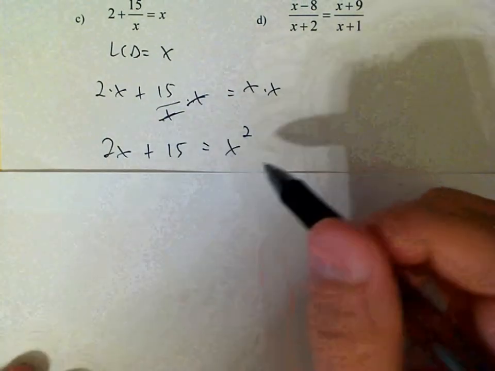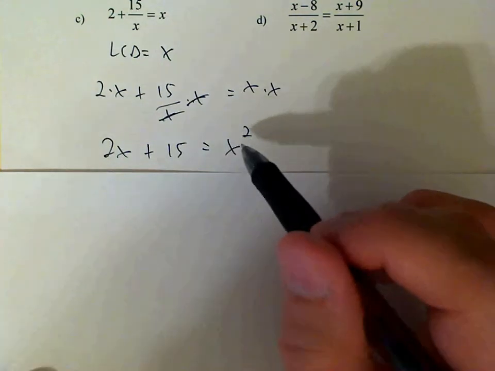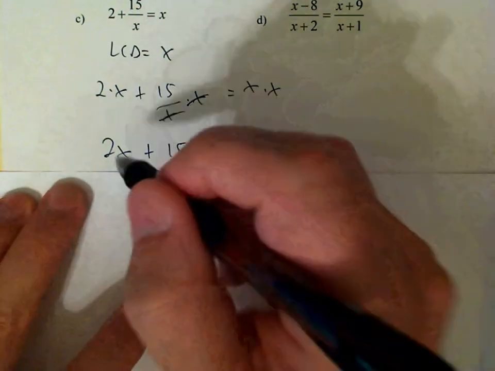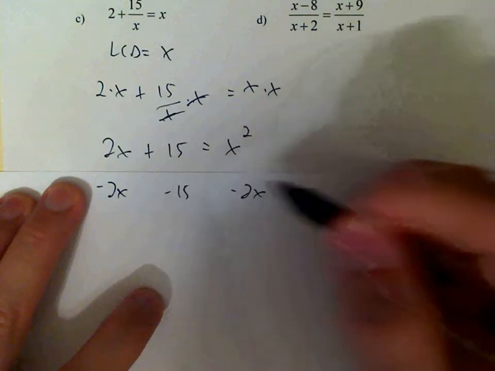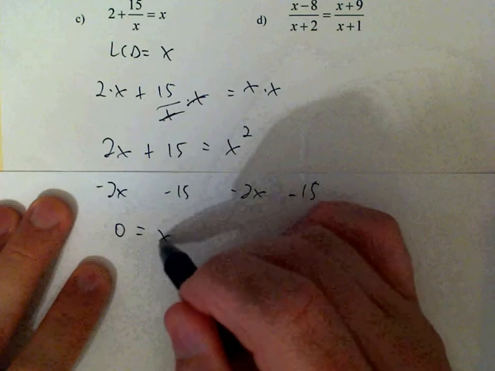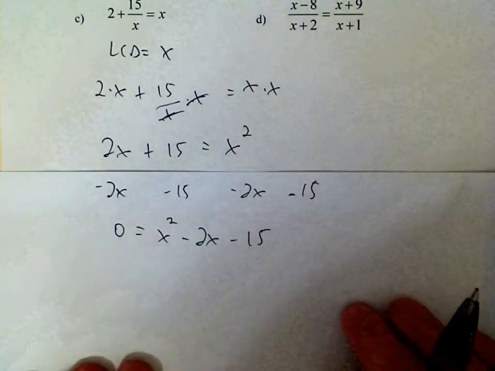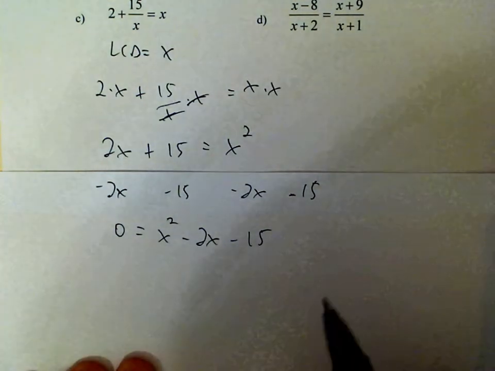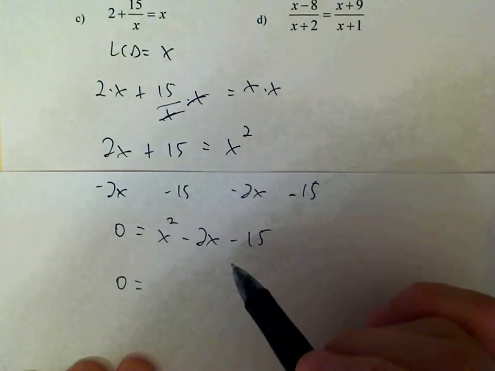Since we have x squared, we need to get everything on the same side as the x squared, and the other side should be a 0. So the process is to subtract the 2x from both sides and the 15, which gives us 0 equals x squared minus 2x minus 15. The reason being, we need to factor this x squared minus 2x minus 15, so we can set each of those factors equal to 0 and solve for x.